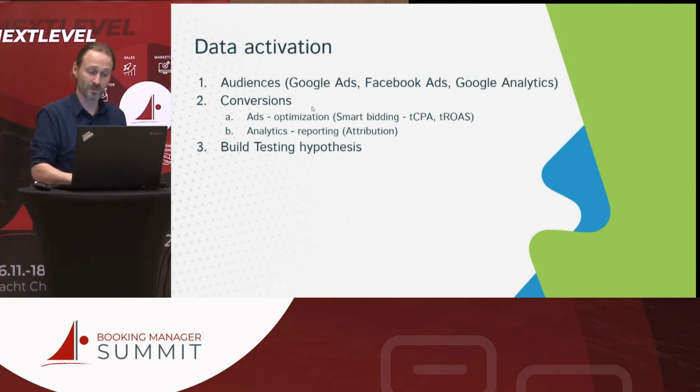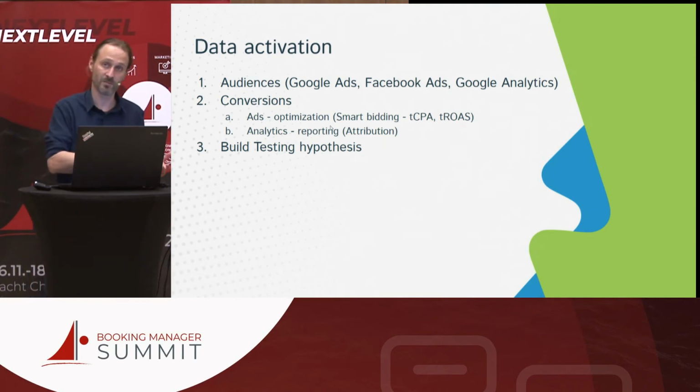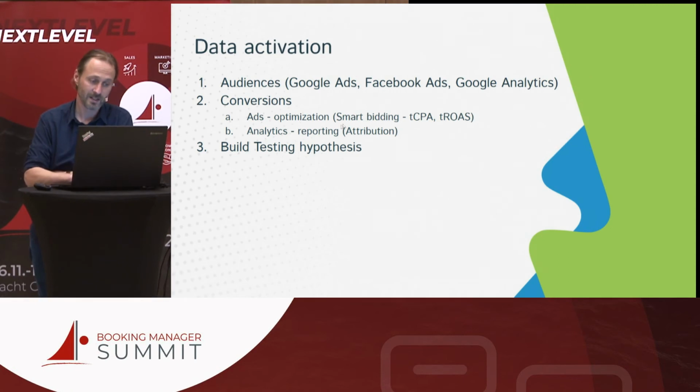Then we have the conversions part, which is done in two parts. Basically, there are two ways to look at it. With conversions, you do it in analytics for reporting, part of success and everything else for all channels, for all of the site. And you also track conversions for the optimization part. Because most of the ad platforms, ad tools nowadays, use a method called smart bidding. This is a machine learning algorithm which runs in the background.